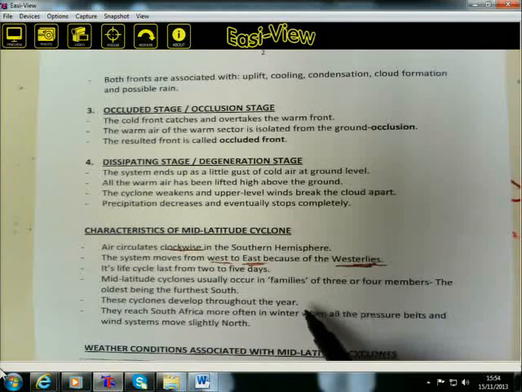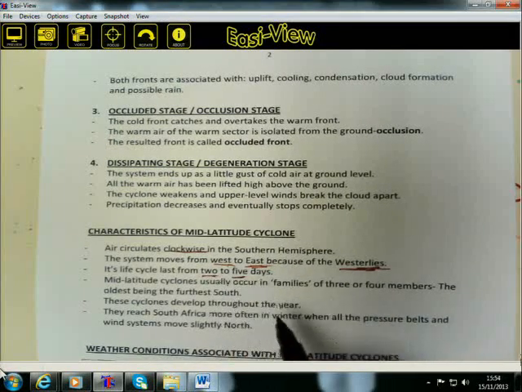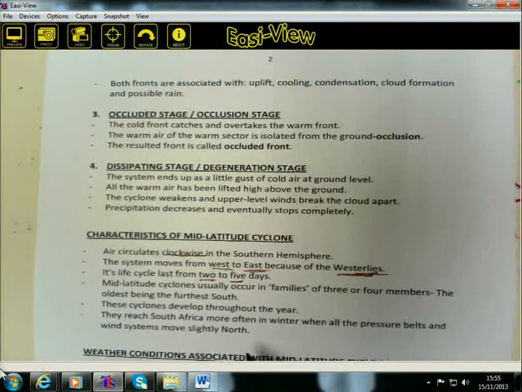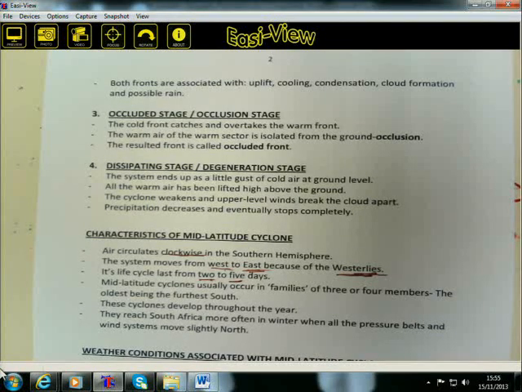The life cycle lasts from 2 to 5 days. The life cycle of the mid-latitude cyclone, from its development to its dissipating stage, lasts from 2 to 5 days. That is the lifespan of the mid-latitude cyclone.